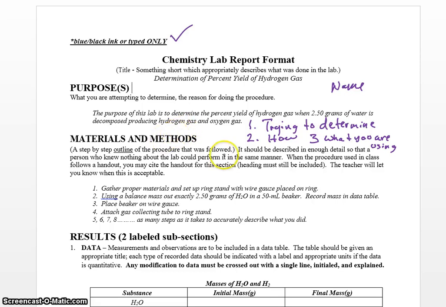There's a specific goal or purpose that you are trying to accomplish. After the purpose, you're going to include a material and method section. This is a step-by-step description of the procedure.